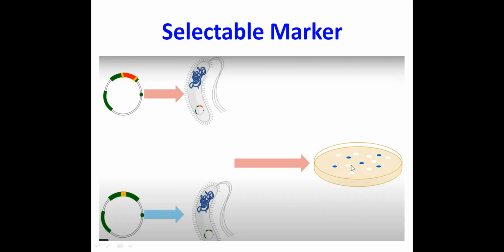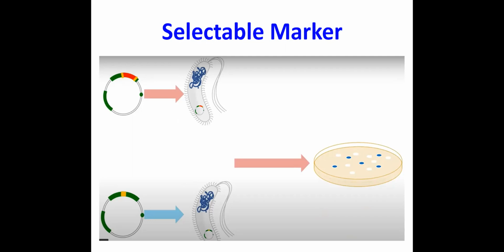From the white colonies you can choose, because this is the colony which carries your recombinant vector. So this white colony you can use further for obtaining multiple copies of your recombinant vector. So this is how the selectable marker works. This is an example of one of the selectable markers, like lacZ.